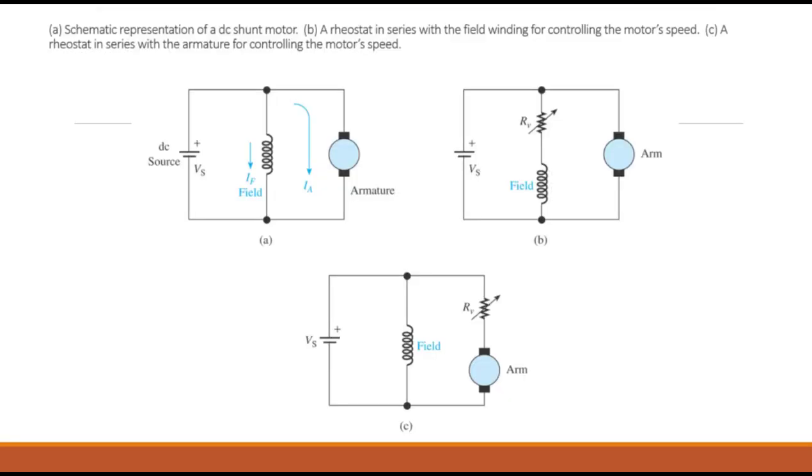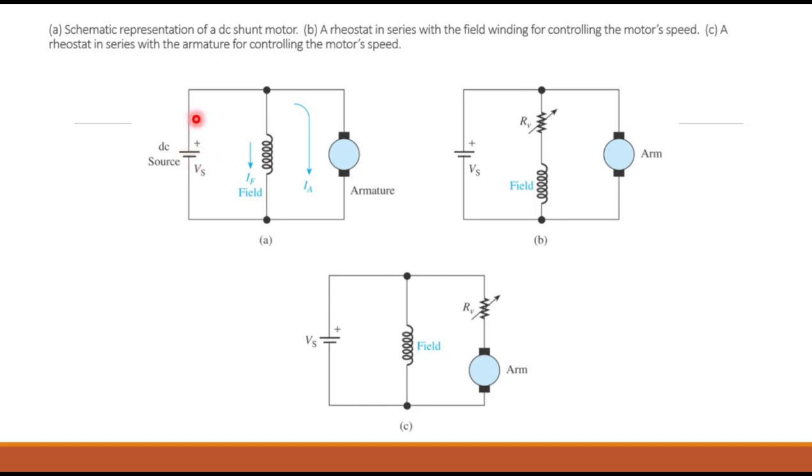There's different ways to wire up or configure your fields in relation to the armature. We'll take a couple looks here. This is a shunt motor. So a shunt field, shunt is another word for parallel. So if you hear something about a shunt, we're talking about something that's parallel to something else.